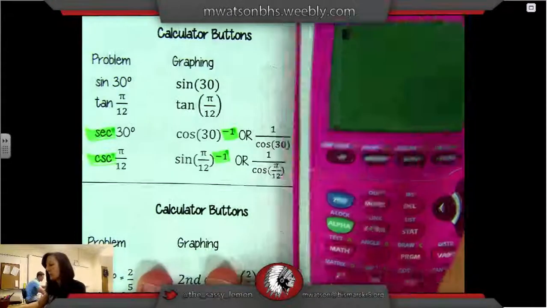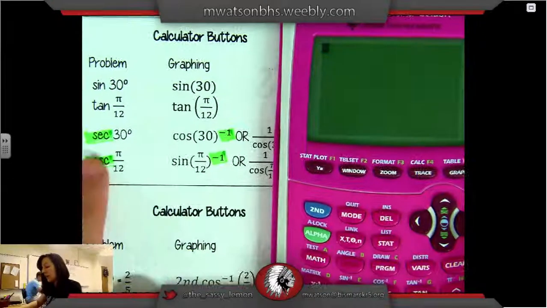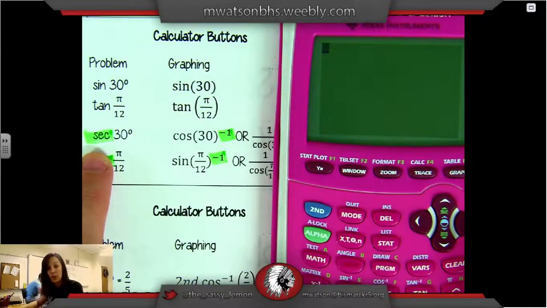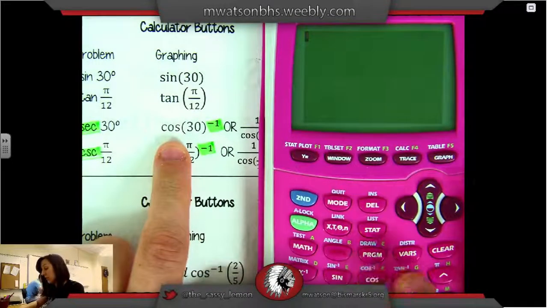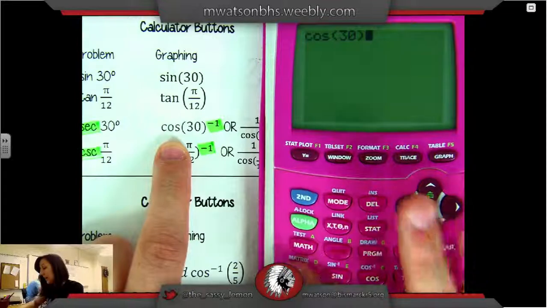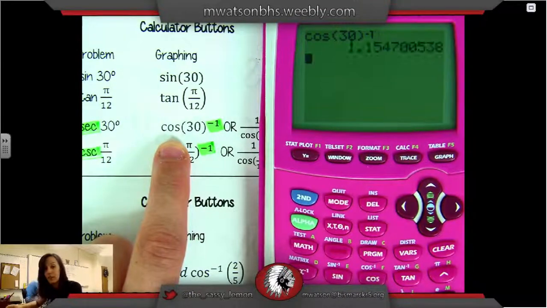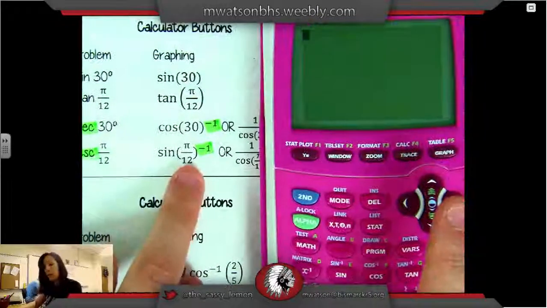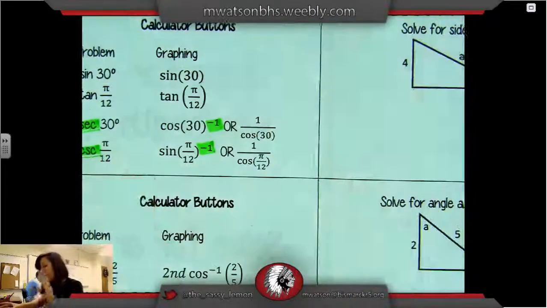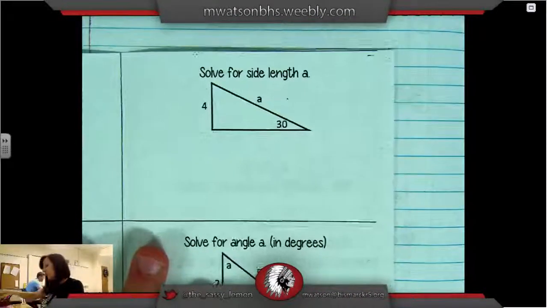So instead of typing in secant of 30 degrees, which we don't have in our calculator, I'm going to type in its reciprocal, which is cosine, and then hit reciprocal key, and that will approximate it for me. And the same thing works with radians. So let's go ahead and work out this problem.